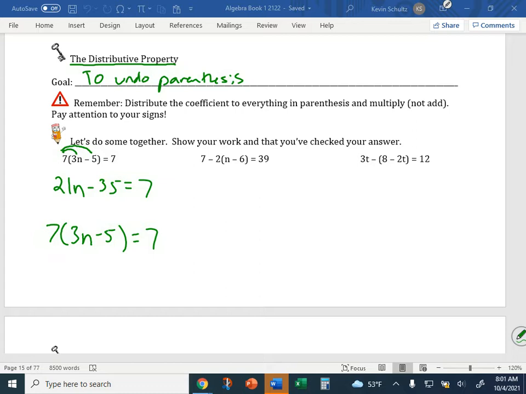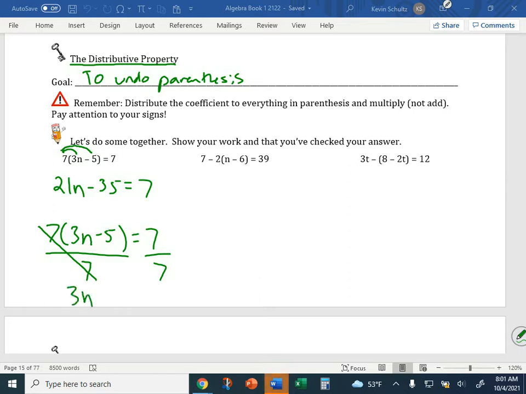Basically, what this says on the left side here is we're taking 7 times something. We have 7 groups of something. If we were to divide both sides by 7, we're saying we have 7 groups of 3n minus 5. Divide that by 7. Well, just like if it was 7x or 7a or whatever, that 7 being a coefficient, they would cancel out.